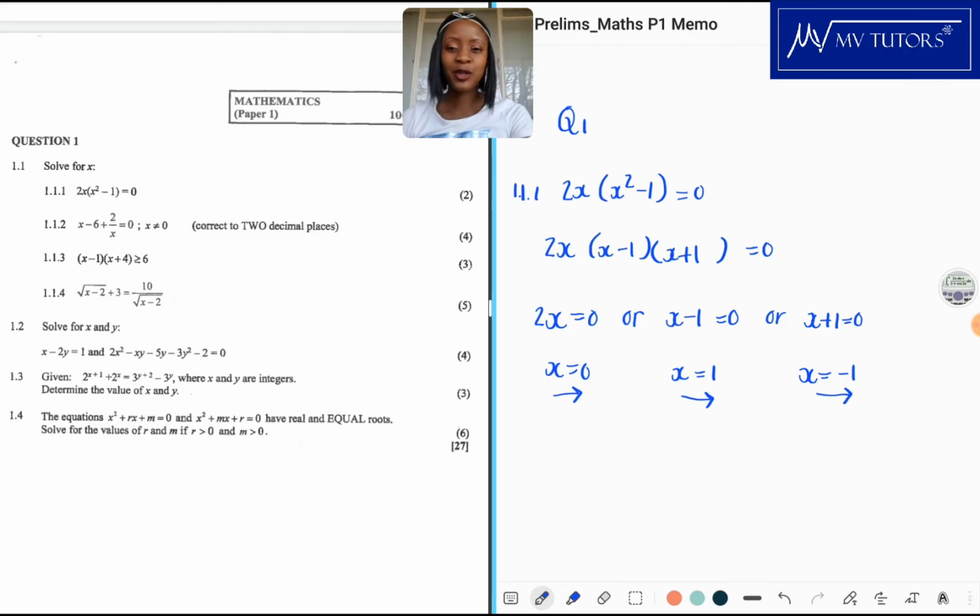What you would then do afterwards is check if your answer works. So substitute 0, and you'd see that your answer will be equal to 0. If you substitute 1, you would get 2 here, and then inside you would have 0, so it's equal to 0. If we substitute negative 1, you'll have negative 2 there, and then negative 1 squared is 1, and 1 minus 1 is 0. So all the answers here work.